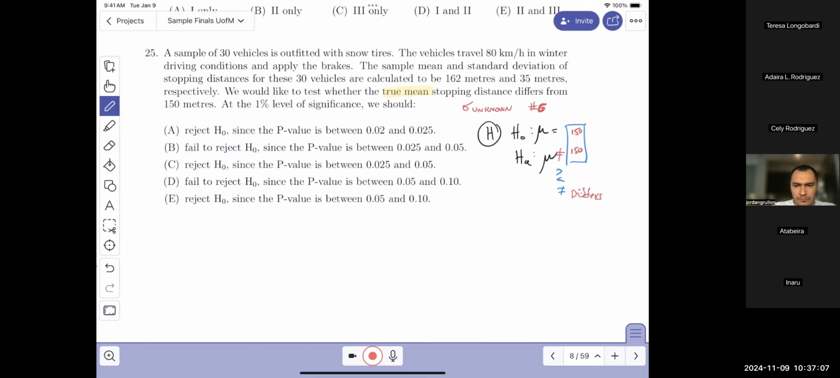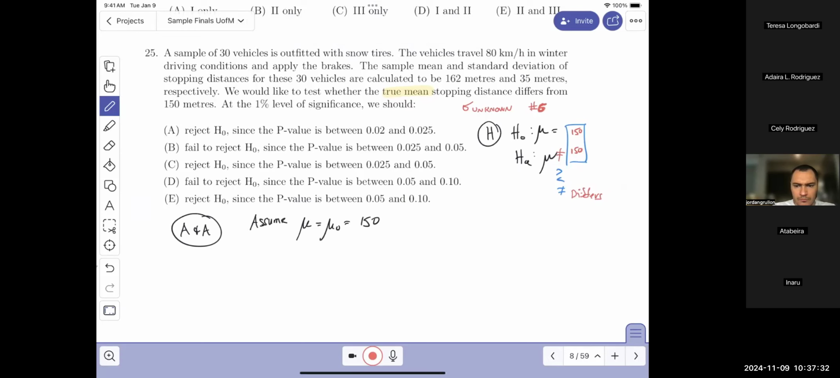So we did the H step. Now what I do here is do the 2 together, assume and assess. We are going to assume that mu is equal to mu naught, which is equal to 150.